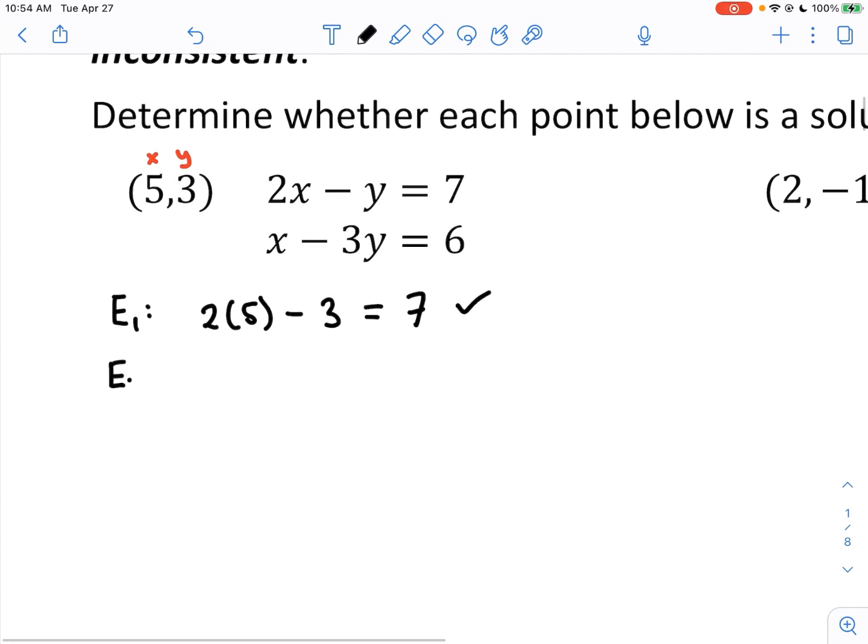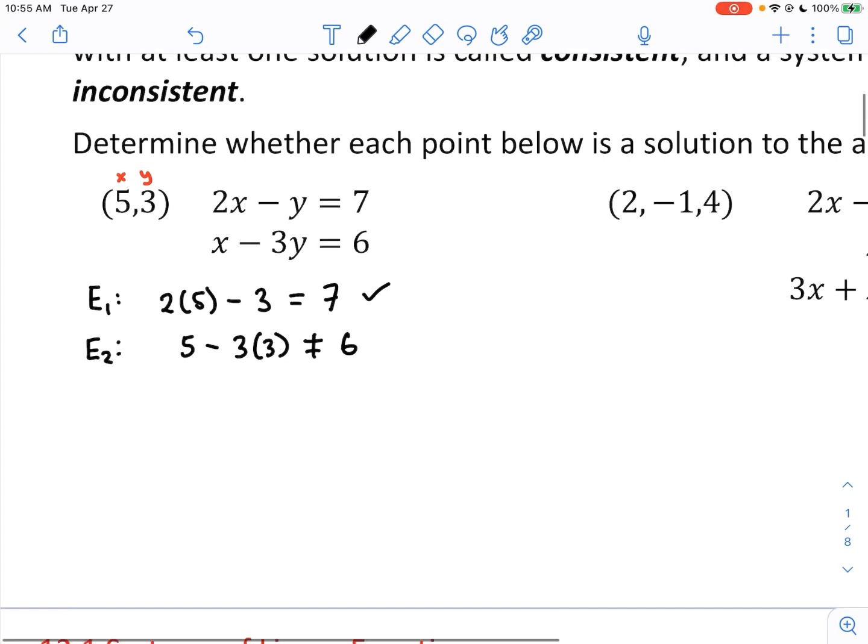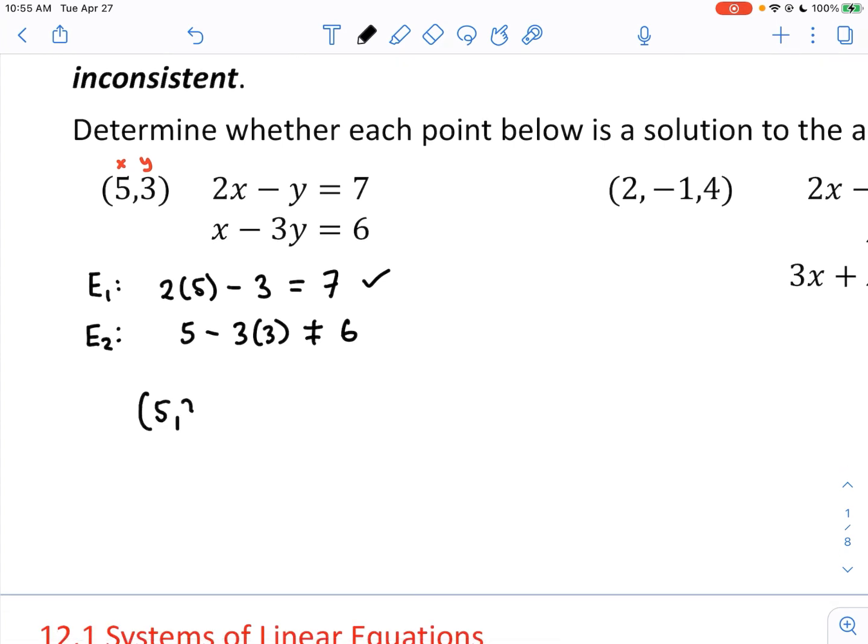Now let's check equation 2. If you plug in 5 for x, so we have 5 minus 3 times, and then plug in 3 for y, we get 5 minus 9, that's negative 4. Negative 4 is not 6. The point does not satisfy the second equation, therefore it's not a solution. (5, 3), not a solution. That doesn't mean that the system isn't consistent, it just means that this point isn't a solution.